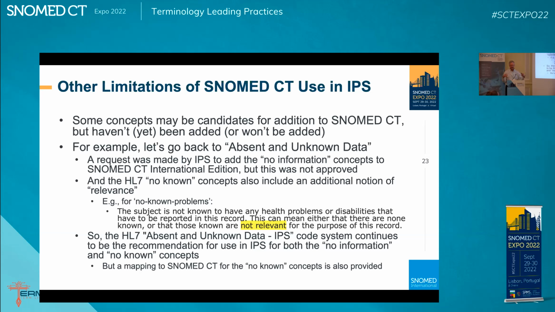In the IPS, we have an additional notion: we're talking about no known information that is relevant for the purpose of the summary. It's not necessarily that there is no information out there that you know, but it's something that would not be included in the summary. So it's a slightly different nuance and meaning. And so we have chosen to stick with the HL7 codes for that for now. But I think it's something we might want to revisit as we go forward.